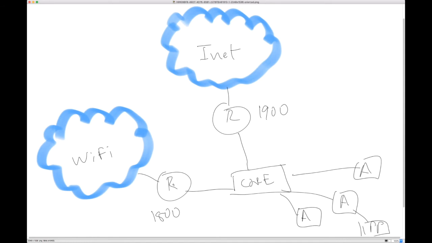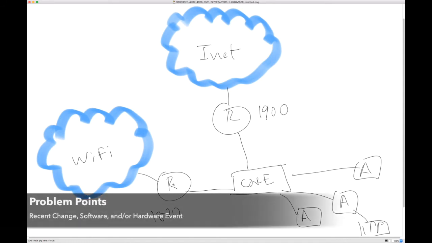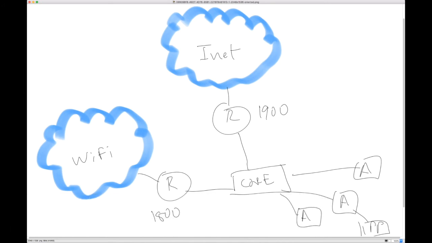So what are the problem points? I know that this issue is either going to be a recent change event, a software event, or a hardware event. Therefore, I look within the topology itself and try to determine the points of interest. Where could the issue be located? So I cannot telnet or SSH. So I know that the issue could be with the router itself that I'm trying to connect to.